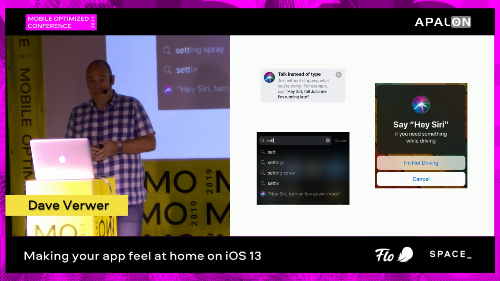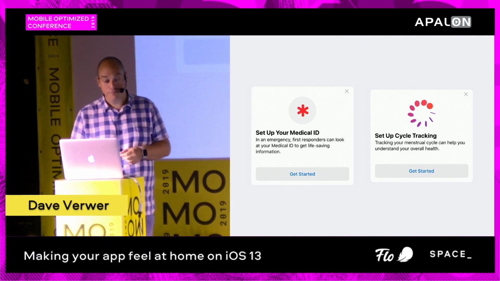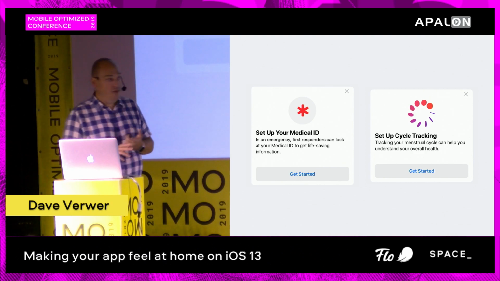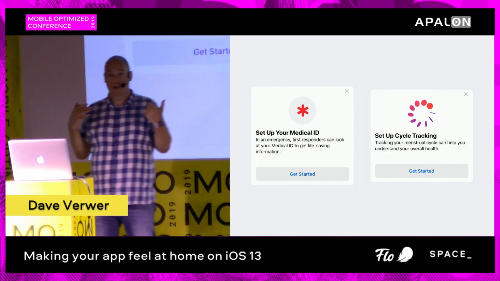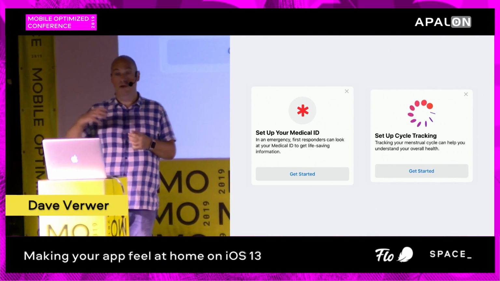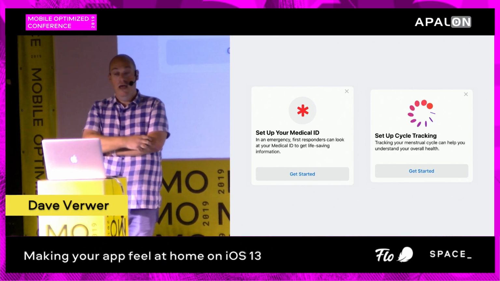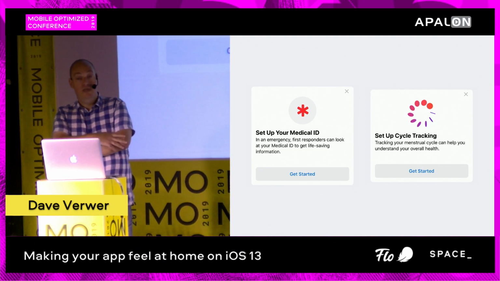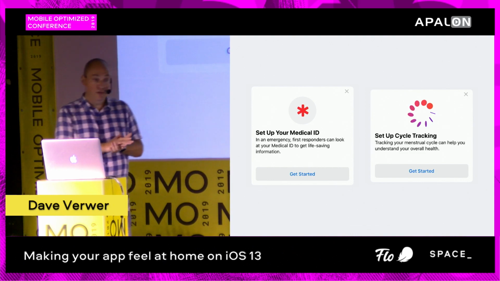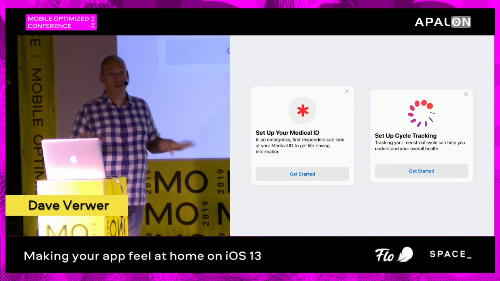There's some good examples here. There's also some good examples in the iOS health application. The first time you launch health on iOS 13, you'll see things like this. If you haven't yet set up a medical ID, at the top of the scrollable list of things in health, it's going to show you this prompt to maybe set that up, or set up one of the new features in iOS 13, which is cycle tracking. And again, these are dismissible. If you don't want to set up a medical ID, it's okay. You just tap the X button. You'll never see it again.